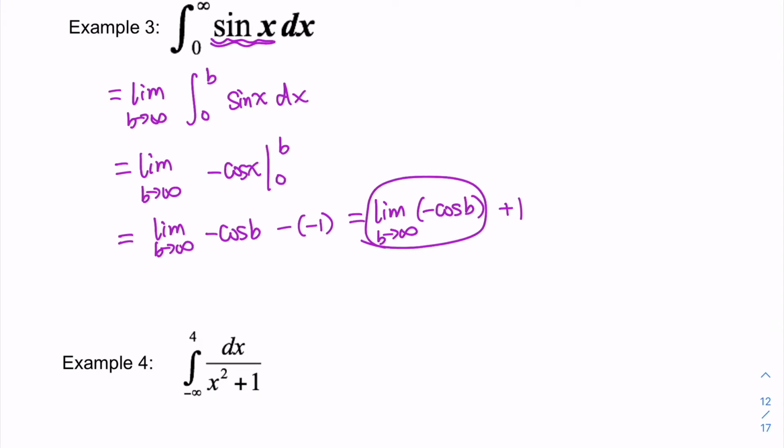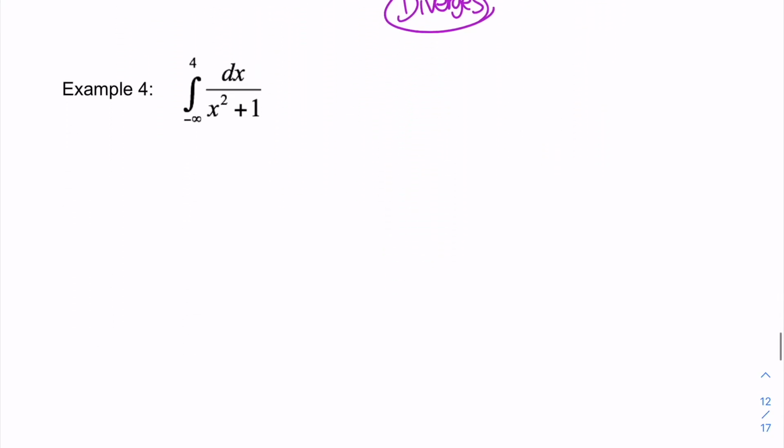So this part, as b goes to infinity, as we know, this is oscillating. So cosine is between negative 1 and 1. So the limit doesn't exist. So the final answer, the integral will diverge. So let's have a look at example 4.